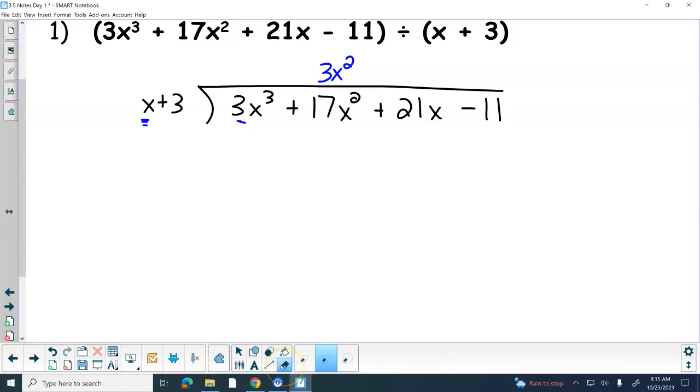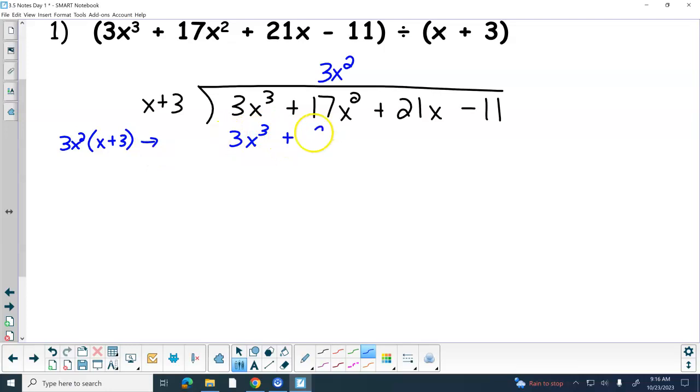So what you're going to do now is you're going to take 3x squared and you're going to multiply it by x plus 3. Because that's what we said we did, right? We multiplied whatever the number was up top times our dividend, and now we put that underneath, right? So that's going to be 3x cubed plus 9x squared. Agree with me on that. Okay?